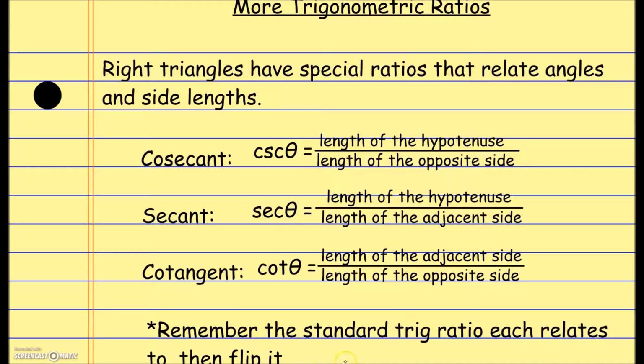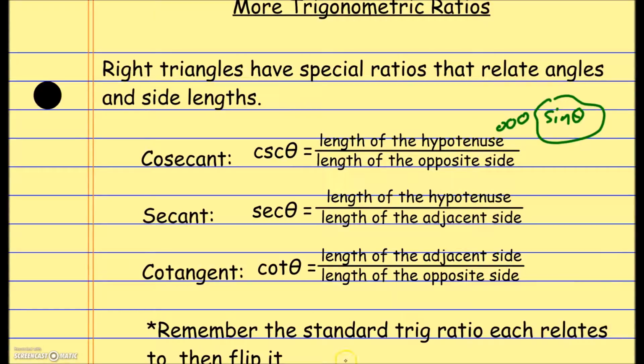And as we look more closely at this, this should resemble our sine function. Remember, sine is opposite over hypotenuse. Cosecant is hypotenuse over opposite. So it's the same thing, except we've flipped it. So this is very similar to sine of theta. When we think about these, think about them together.